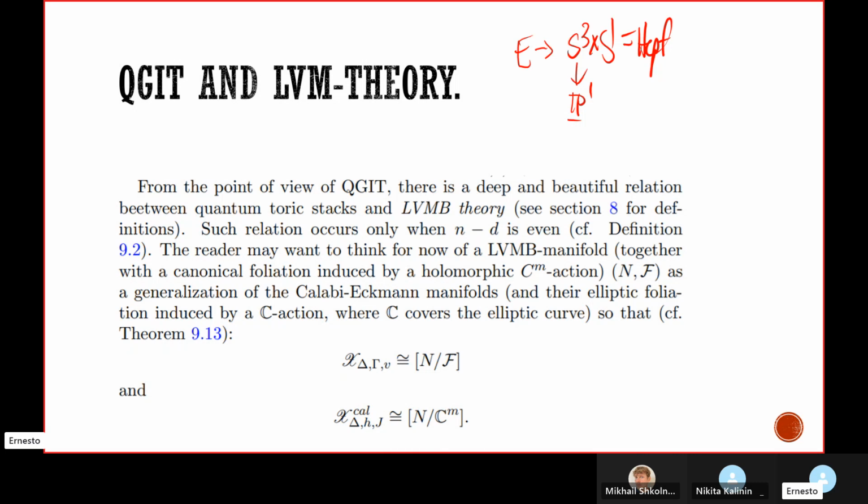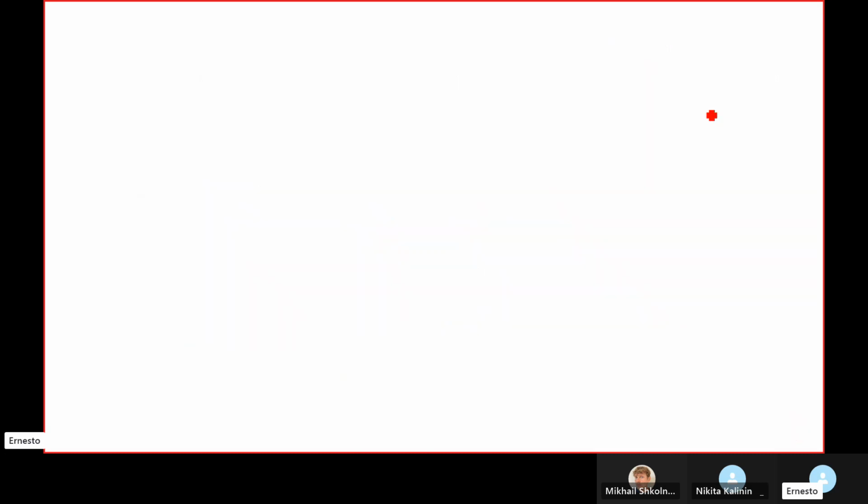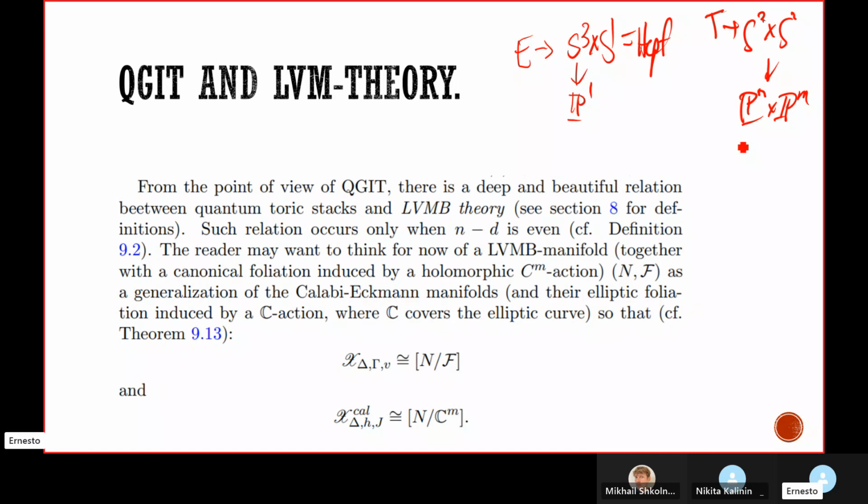This was generalized by Calabi and Eckmann for products of Pn cross Pm. They could produce some products of spheres. I don't remember what spheres. And they were no longer elliptic curves, but something like elliptic fibrations, with some higher dimensional tori. This is the very famous Hopf surface, and these are the very famous Calabi-Eckmann manifolds.